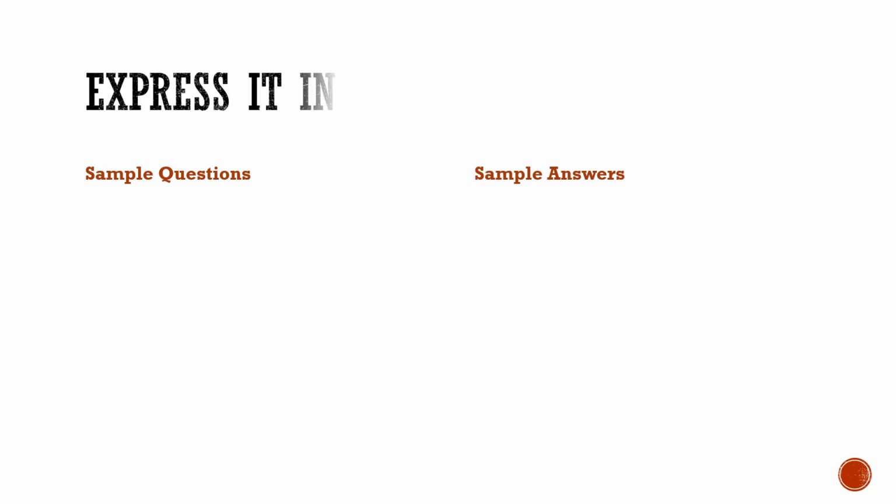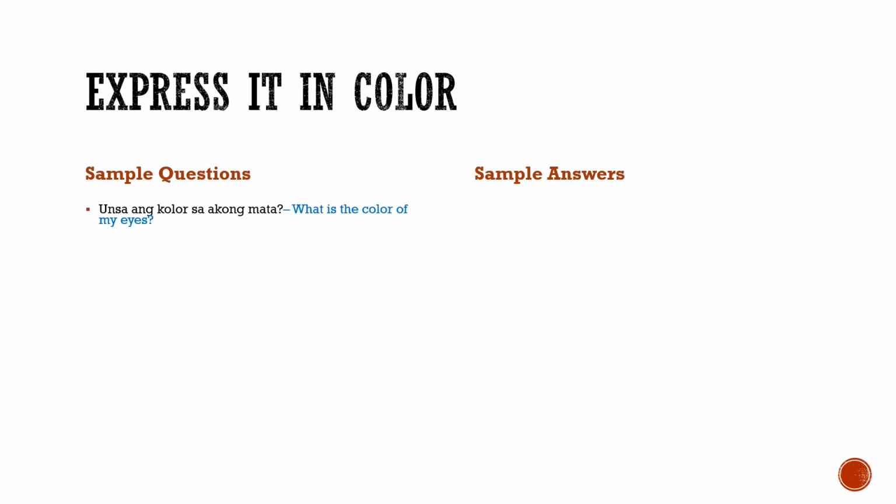Now we have another set of examples for you to gain more understanding of the language. The first one is a sample question: Unsa ang color sa akong mata? Let's translate each word. Unsa, that's what. Ang color, the color. Sa, of. Mata is eyes or eye. Ako, that's the possessive of mine. So that would be: what is the color of my eyes?